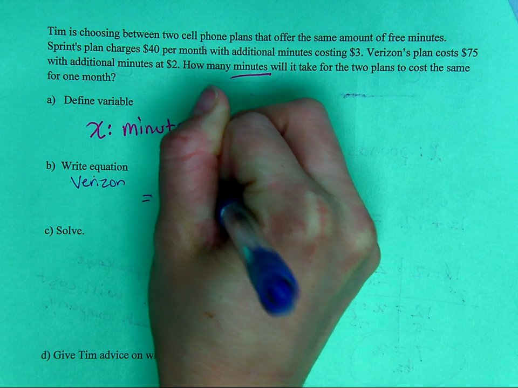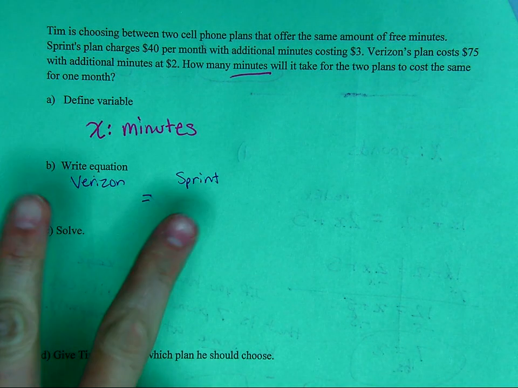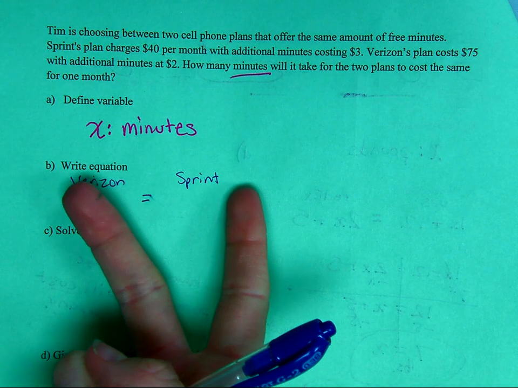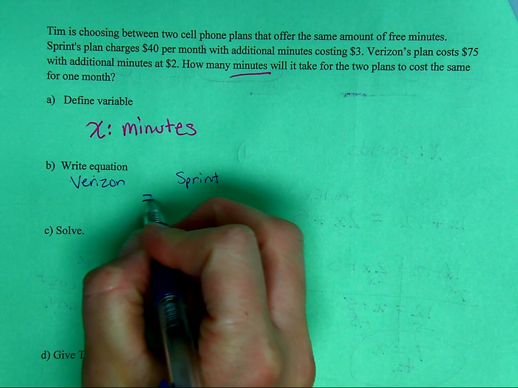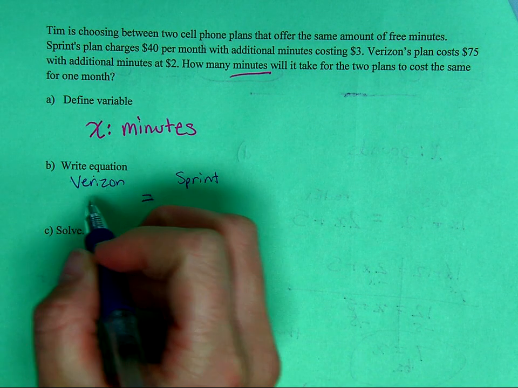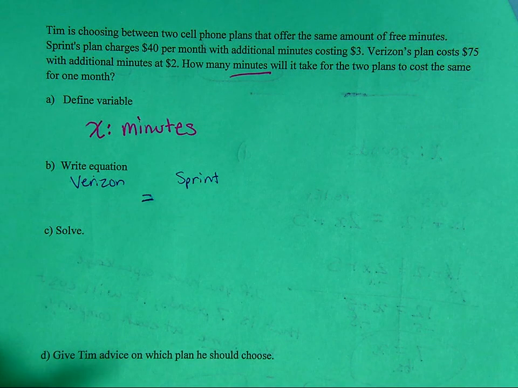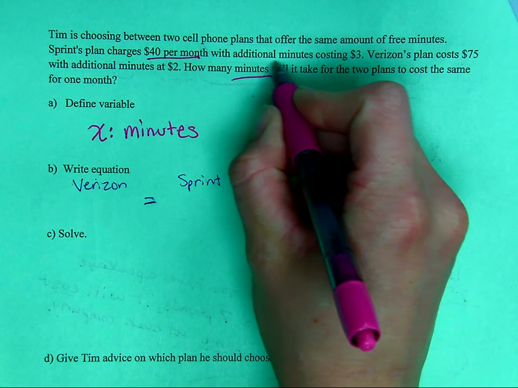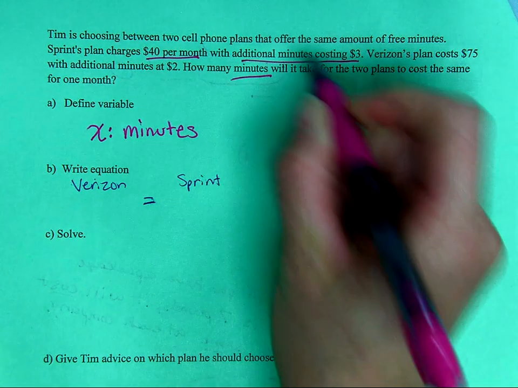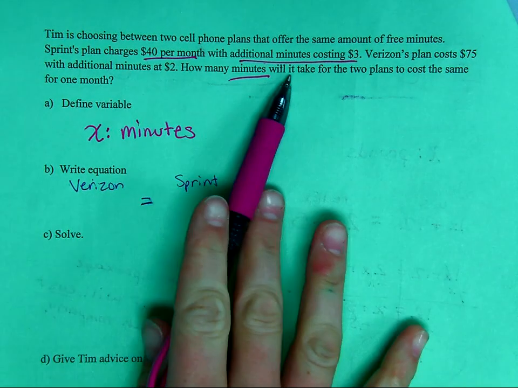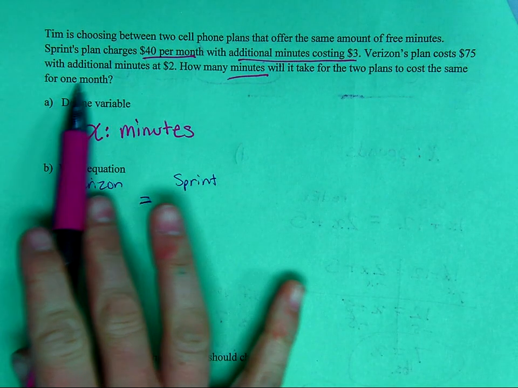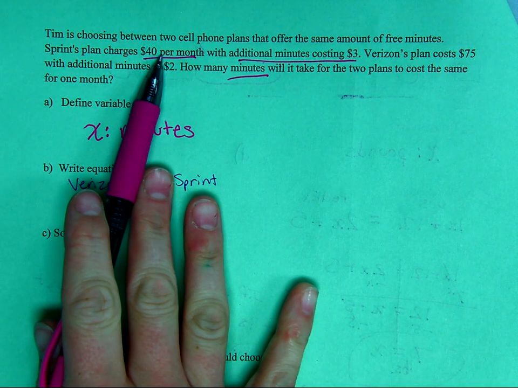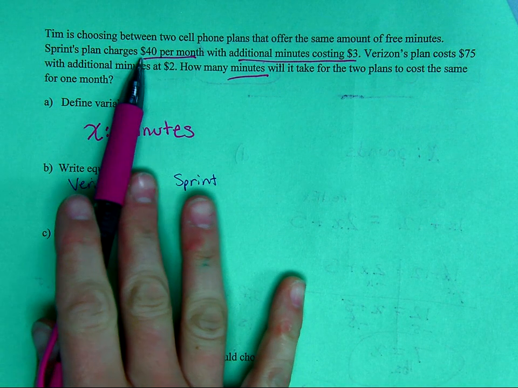And I didn't mention this in the last problem, but if you have these two on opposite sides, that's fine. You're going to get the same answer. There's no reason why Verizon has to be on this side. It's just I have all of my numbers for Verizon on one side, and Sprint all on the other. So Sprint, I've got $40 a month, $3 for each additional minute. So these are kind of both rates, but they said for 1 month here, which means that 40 is our constant, just one time. I have to pay that in a month.